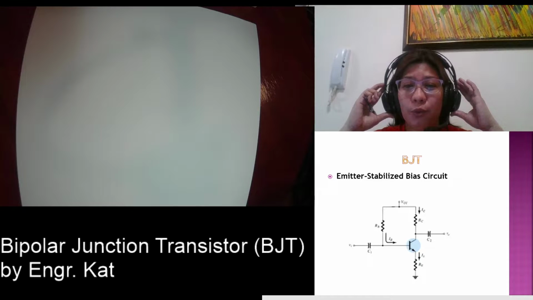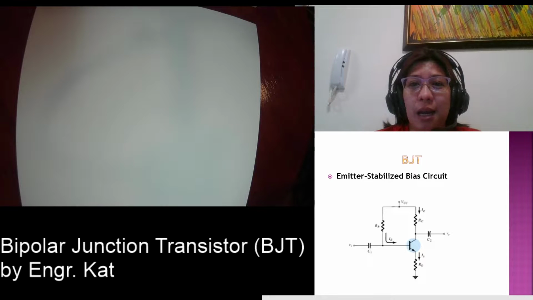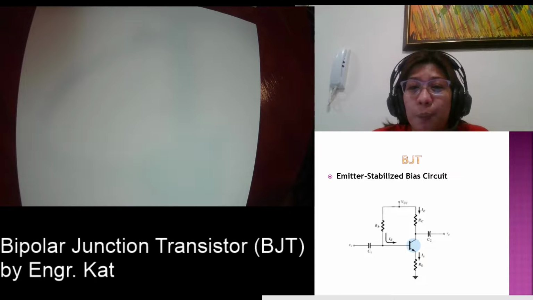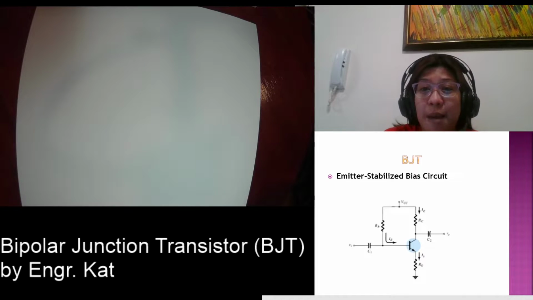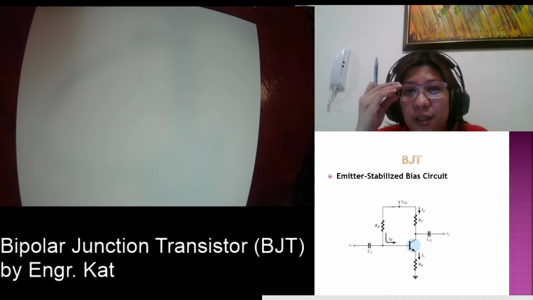So what we're going to do is we're going to look for another type of circuit that will improve the stability that we didn't have in the fixed bias configuration. So what is that circuit? That circuit is the emitter stabilized bias circuit. Upon looking at the circuit, what did you notice? It is just like a fixed bias, but this time we have a resistor which is placed across your emitter. We will be calling that resistor our resistor RE.